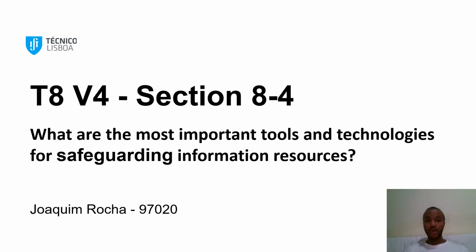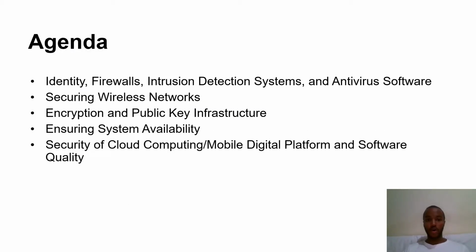Hi, this video explains what the most important tools and technologies are for safeguarding information resources in businesses. This video starts by approaching the identity of a user and the safety tools of a business. After that, we will understand how a business secures its wireless networks, how the encryption process works, and the techniques used to guarantee the system's availability.